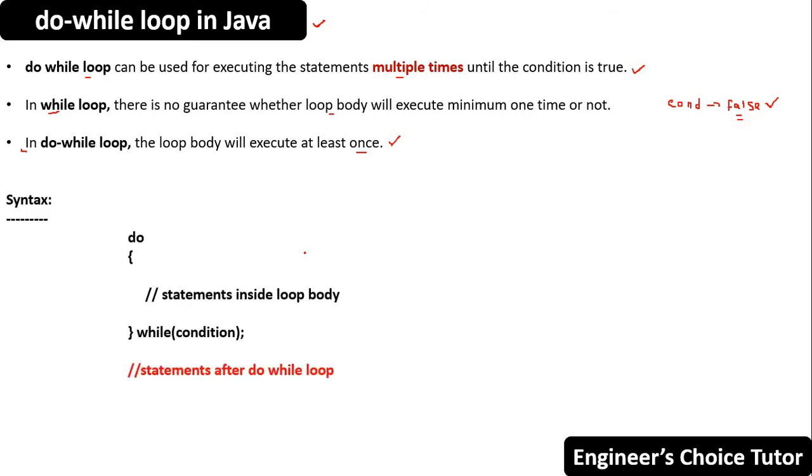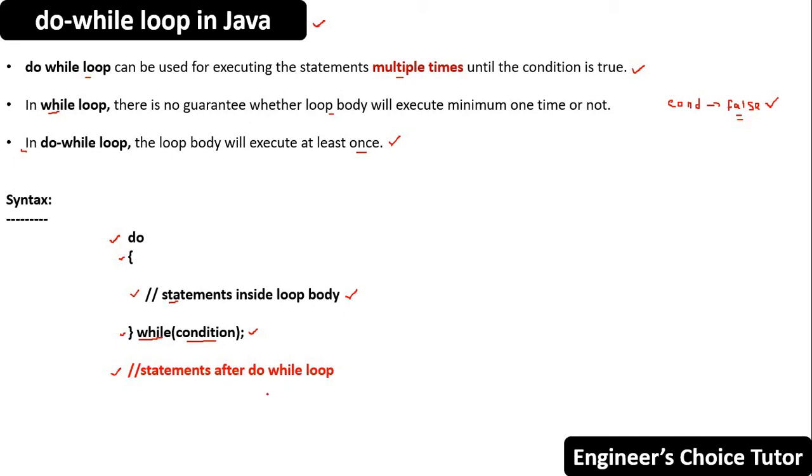So this is basically the syntax of the do-while loop. You have to write do, then these curly braces. Inside these curly braces, you have to write the statements. So basically it is a loop body. Whatever is inside the curly braces is called the loop body, so the statements inside the loop body will execute. And you have here while condition, then a semicolon, then you have the statements after the do-while loop.